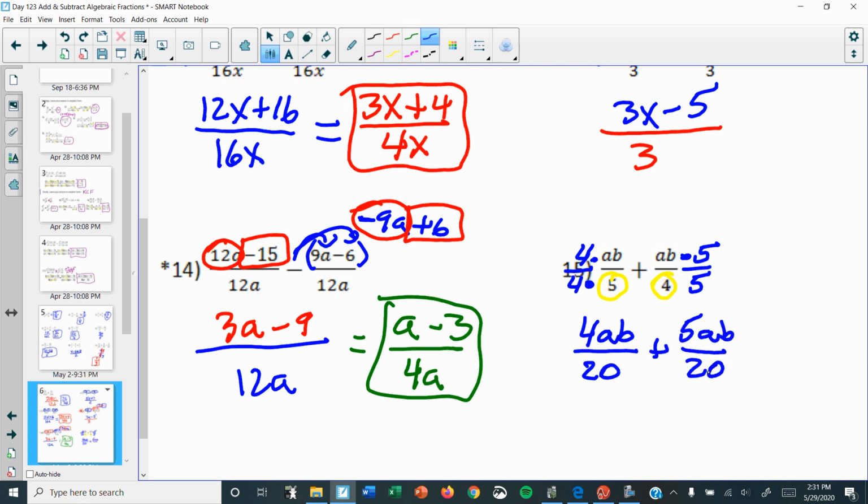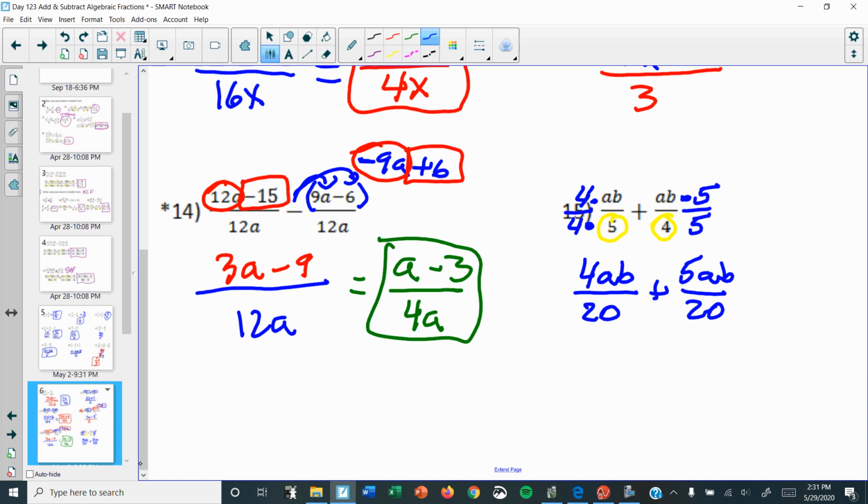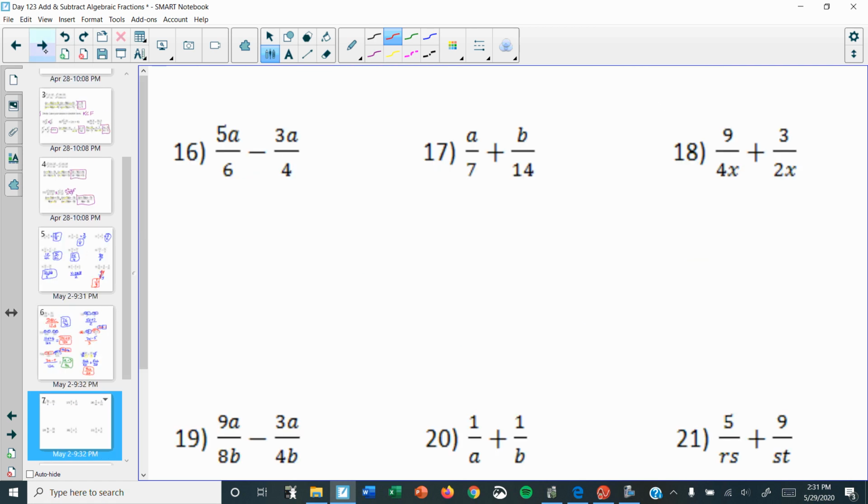over 20. Now that the denominators are the same, now you can combine them. If you have 4 apple bananas and you get 5 more apple bananas, you now have 9 apple bananas. How cheeky. Over 20. There's nothing else I can do, so there's your answer. So the first rule must be, are the denominators the same? If they're not, you got to do something to make them the same.